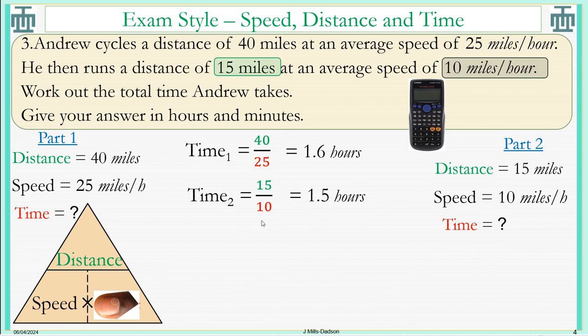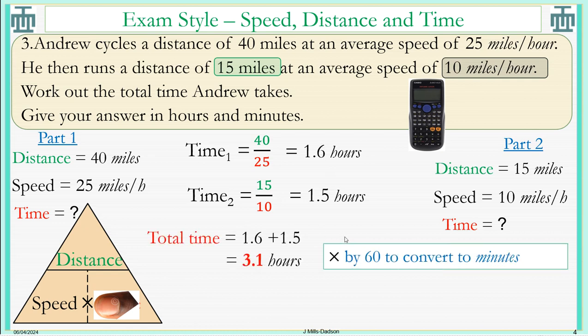So we have two different times. If you want the total time, we need to add the two times. 1.6 plus 1.5 is 3.1 hours.